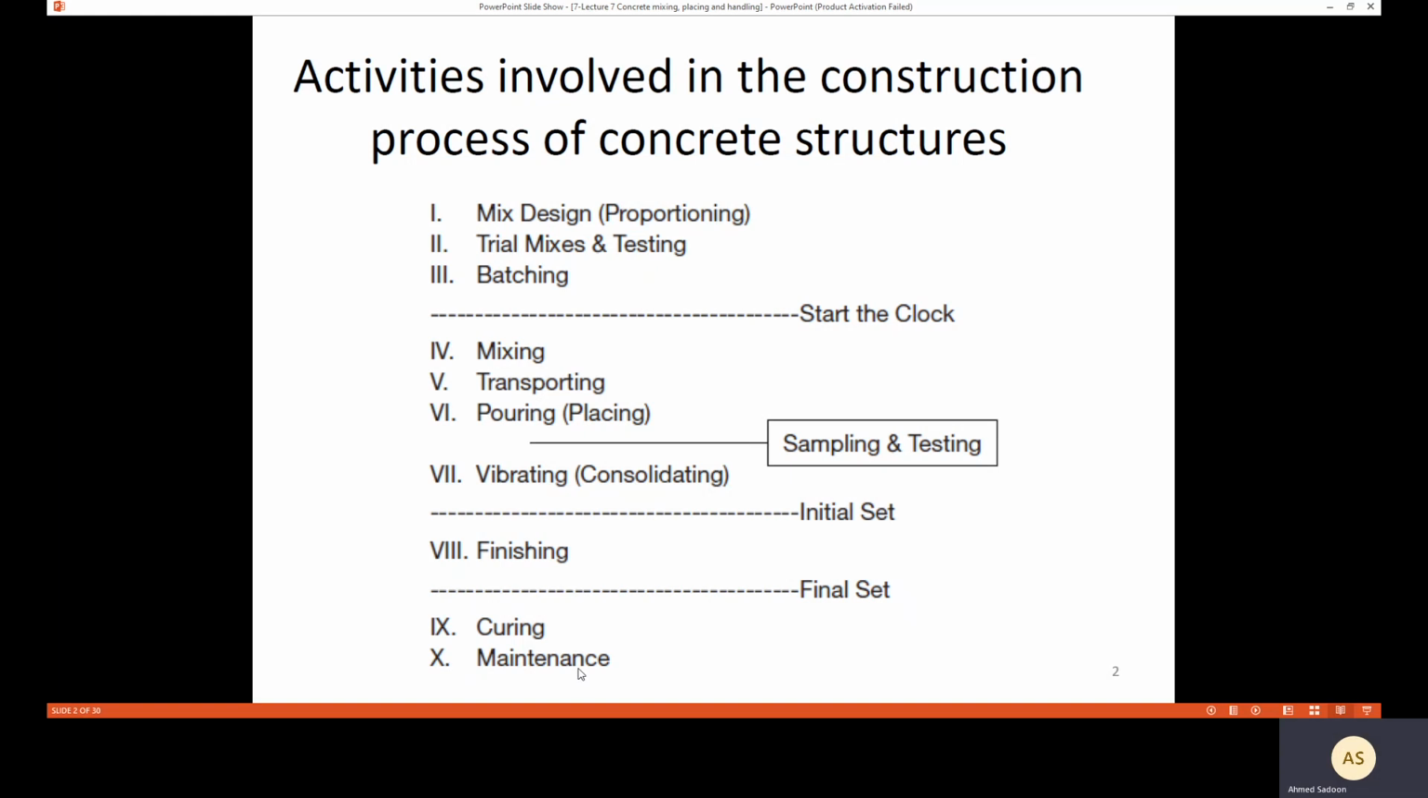So I'm going to walk you through these processes. We already talked about the mix design and trial mixes. So in this lecture, we are going to know what is meant by batching, what the conditions for the batching are, and which method is going to be the best. Also, we'll talk about the mixing, transporting, pouring or placing of the concrete, vibrating, finishing, and the curing process.